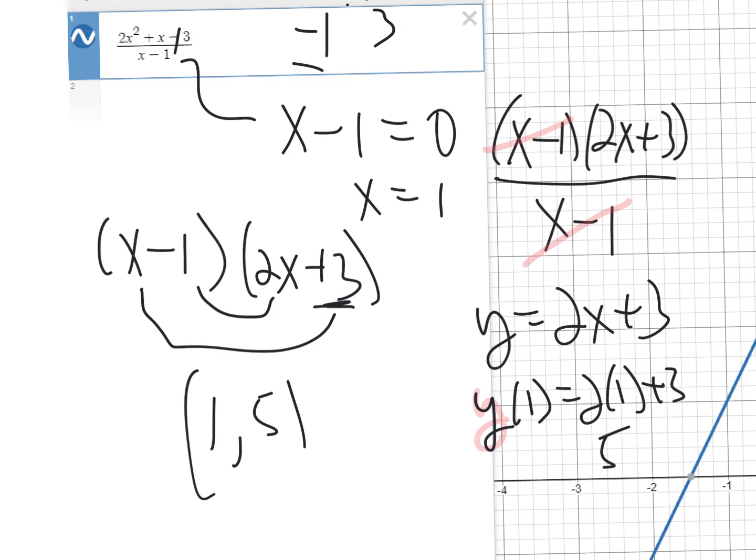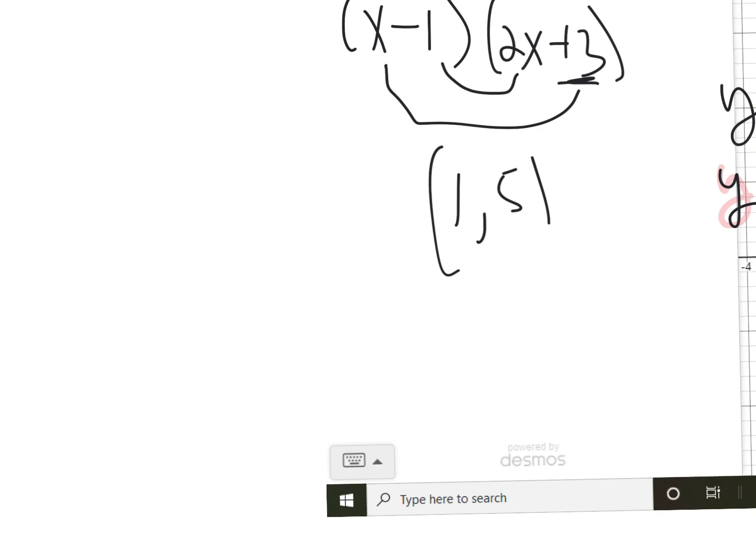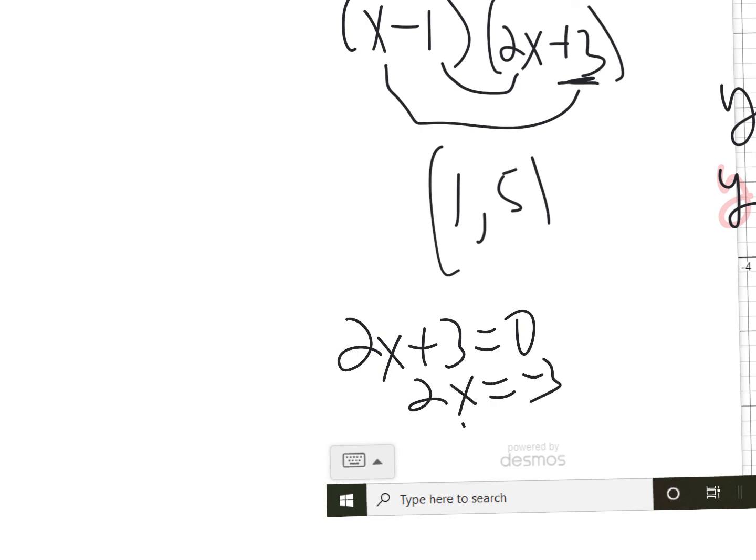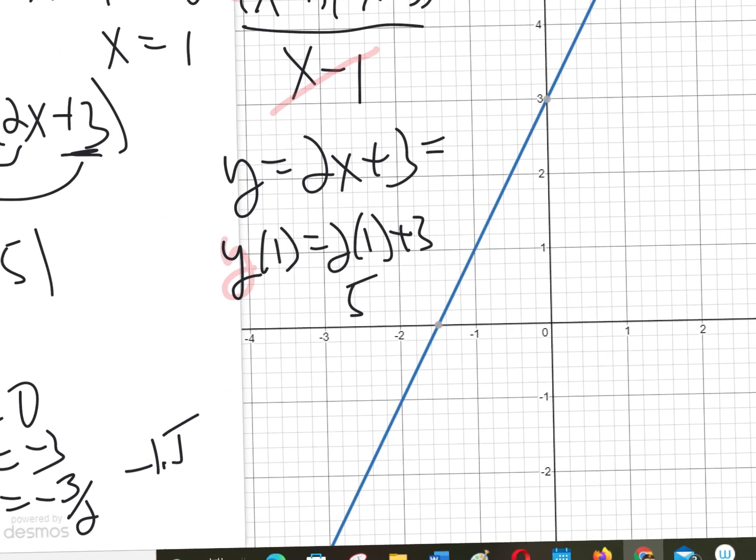Well, we're going to ask ourselves, where does 2x plus 3 equal 0? Well, we'll subtract 3 and divide by 2. So at negative 3/2 or at negative 1.5. So that's where the graph crosses the x-axis. So let's go check out the graph here.